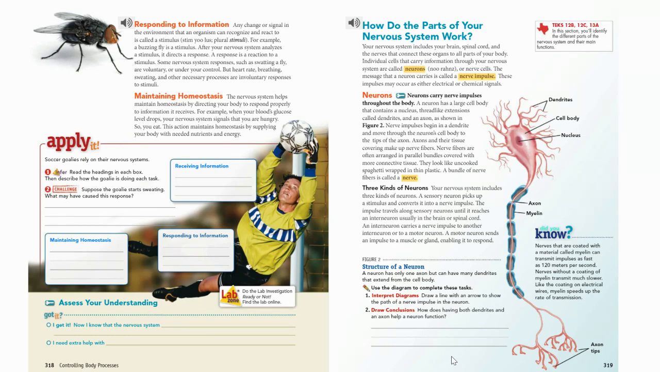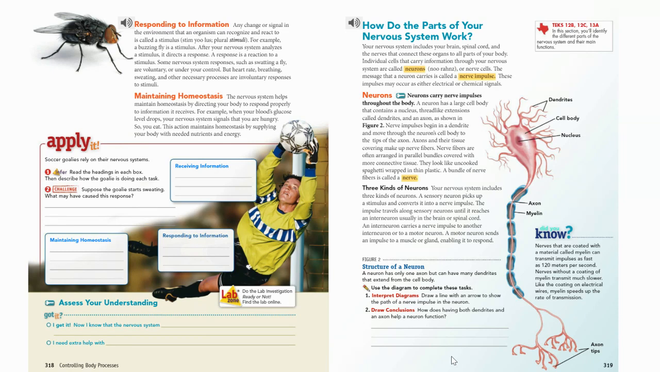Maintaining homeostasis. Remember that homeostasis is that body balance, right? Everything in balance, working together so that we can go through our life processes normally. The nervous system helps maintain homeostasis by directing your body to respond properly to information it receives. For example, when your blood's glucose level drops, your nervous system signals that you are hungry, so you eat. This action maintains homeostasis by supplying your body with needed nutrients and energy. Okay? So all of that is about how your body takes in information and responds to information.